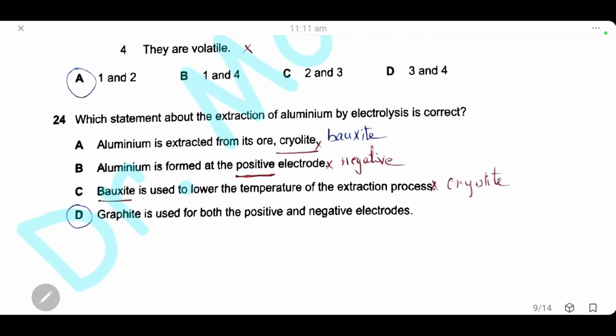24. Which statement about the extraction of aluminium by electrolysis is correct? A. Aluminium is extracted from an ore called cryolite. Of course not. The ore is called bauxite. So A is wrong. B. Aluminium is formed at the positive electrode. This is also wrong because aluminium is a positive ion, so it will be attracted to the negative electrode. C. Bauxite is used to lower the temperature of the extraction process. This is wrong also because cryolite is used to lower the temperature. D. Graphite is used for both the positive and negative electrode, and this is a correct statement, so the answer will be D.